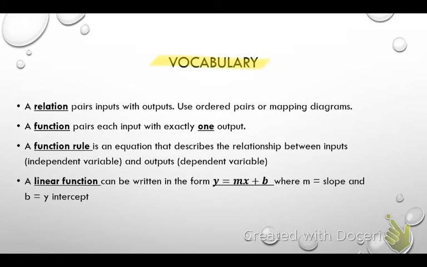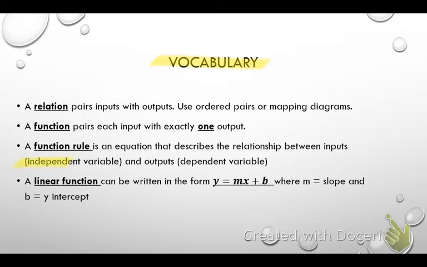That a relation pairs inputs with outputs. Basically what we're saying is it's a set of ordered pairs. Okay, so you need to know that. A function now pairs each input with one output. So if one input has two outputs, it's not a function. Every set of ordered pairs is a relation, but it's only a function if each input has one output.